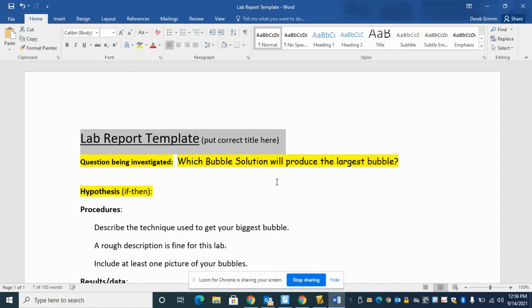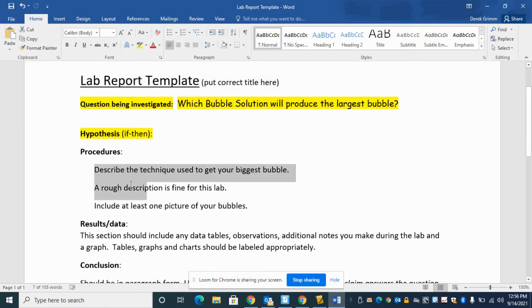Question. You should already have your question: which bubble solution will produce the largest bubble? You should already have your hypothesis. Something like, if different bubble solutions are being tested, then the 20% will produce the largest bubble, because then explain why you think so.